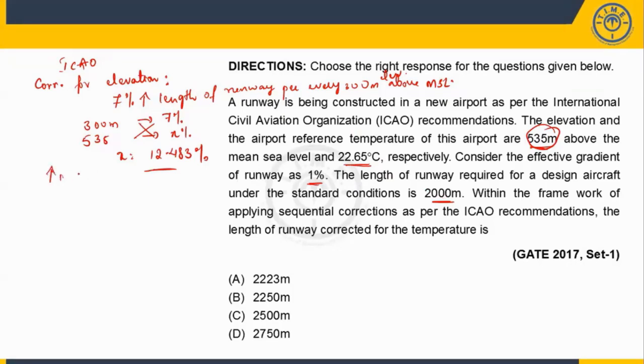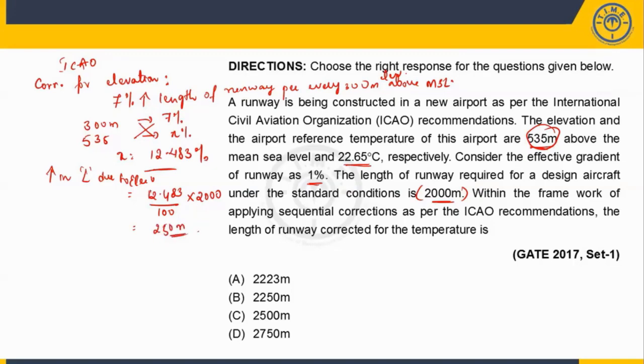So increase in length due to elevation, how do we do it? Tell me. 12.483 by 100 into 2000. How much is the answer? Why 2000? Total runway length is 2000. For this, we need to increase. How much is it then? 249.66. Okay, let's safely assume it 250 meter.